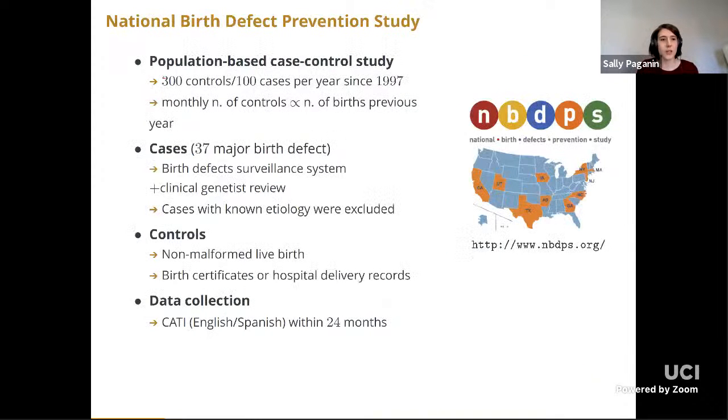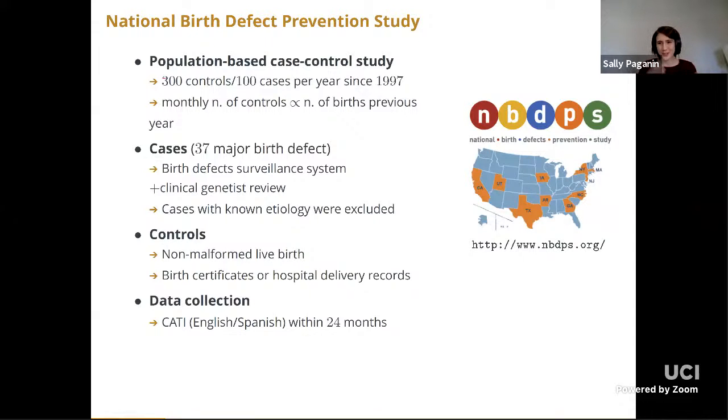So I'm going to talk a bit about the study from where the data comes from, to give you an idea of the setting we're looking at. The National Birth Defect Prevention Study is a population-based case control study that has been run since 1996 and is still going on, so it's been run for more than 15 years. It monitors 37 major birth defects of unknown etiology. This means that defects, diseases for which we already know the causes, are excluded from the study.